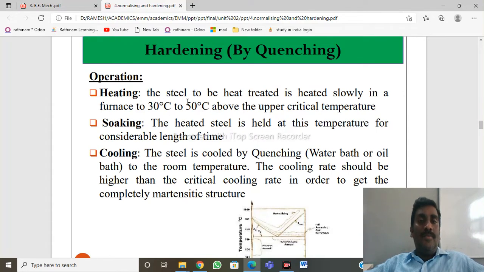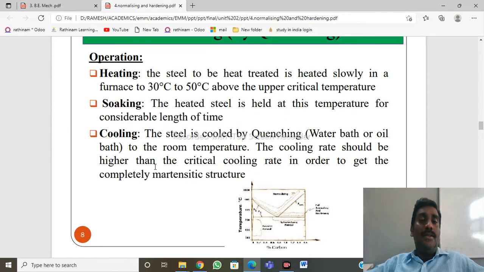Hardening: the steel to be heat treated is heated slowly in a furnace to 30 to 50 degrees above the upper critical temperature. That means we are heating the element above the upper critical temperature, up to 50 degrees centigrade. Then soaking. The heated steel is held at this temperature for a considerable length of time. That means we are maintaining the same temperature for a particular time. So this is nothing but the process of soaking.